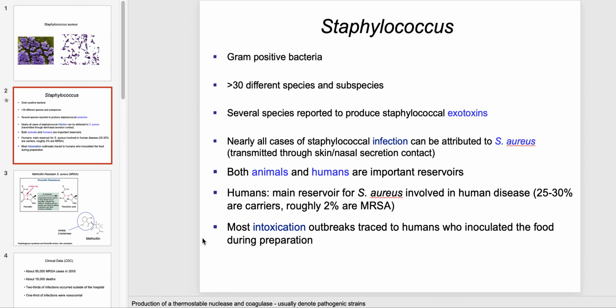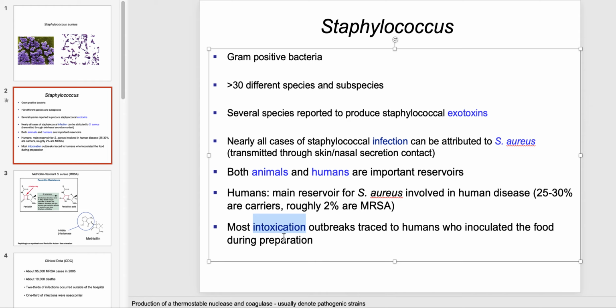The microbes can cause true infections, or they can cause something called an intoxication, in which the microbe gets into food, grows, and produces a toxin. So even if you kill the microbes after it's produced the toxin, because the toxin is heat stable, the toxin can actually still make you sick.